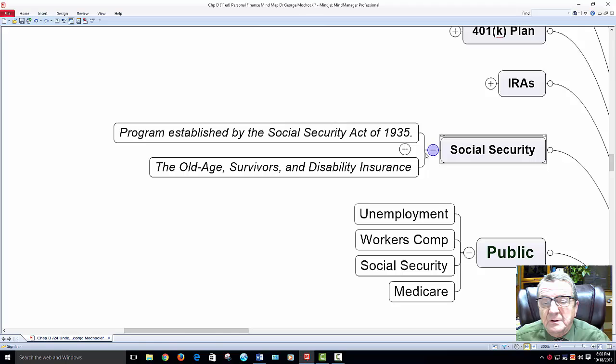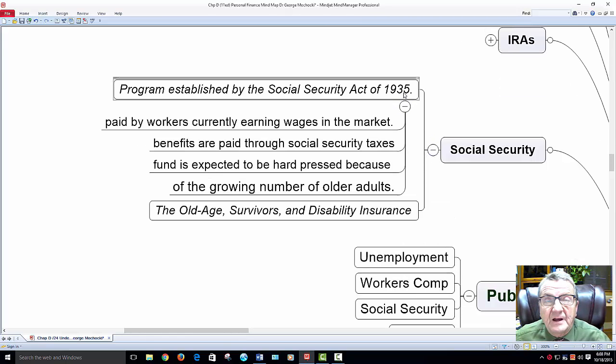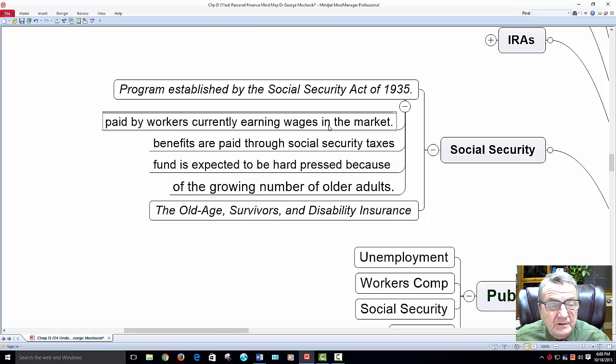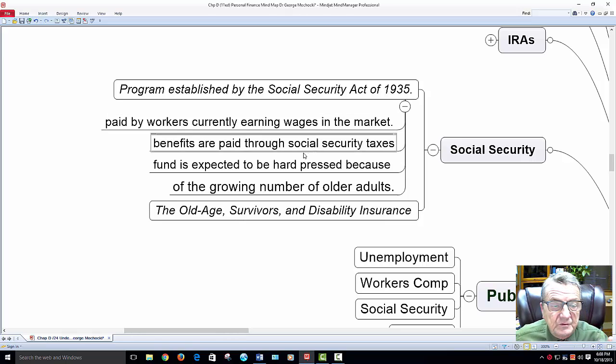Okay, now public, you have unemployment insurance, you have workman's comp, you have Social Security, you have Medicare. So let's talk about Social Security. The program was established by the Social Security Act of 1935. I had 33 before, I made an error if you had a previous version. Workers are paid wages in the market. You pay, it was part of the insurance costs. You pay the government to take care of you when you retire. All benefits are paid through Social Security taxes.